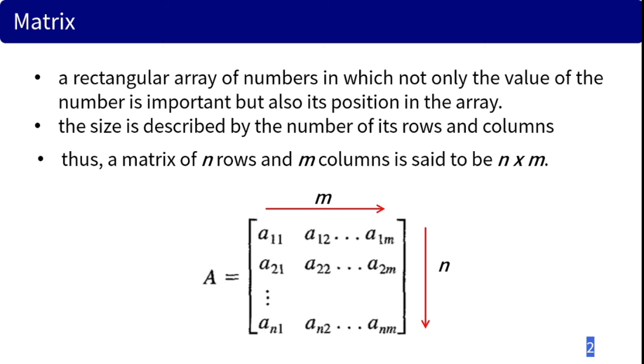Okay. A matrix is defined as a rectangular array of numbers, since not only the values of a number are important, but also its position in the array. The size is often described by the number of its rows and columns. Thus, for the figure below, the matrix is said to be of size n by m, as it has n number of rows and m number of columns.